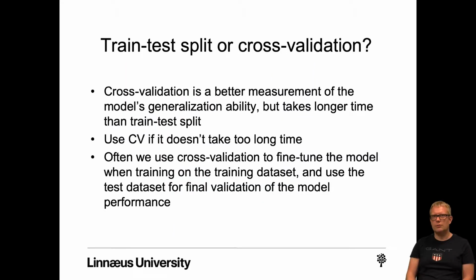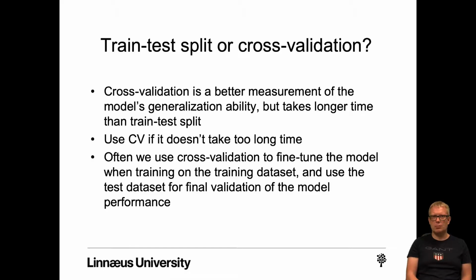So, should we use train test split or cross-validation? Cross-validation is a better measurement of a model's generalization ability, but it takes a longer time than train test split, because we need to train the model 10 times if we use 10 buckets. So we should use cross-validation if it doesn't take too long. If the data set is not that large, we can use cross-validation. If it's too large, use train test split.